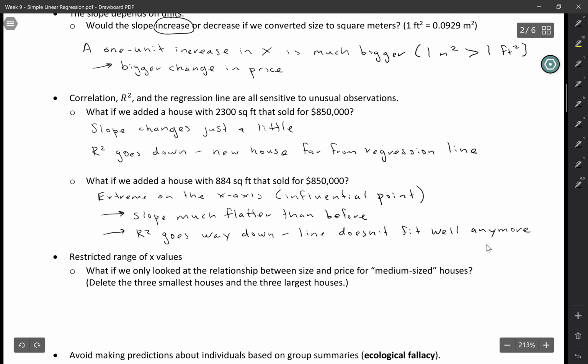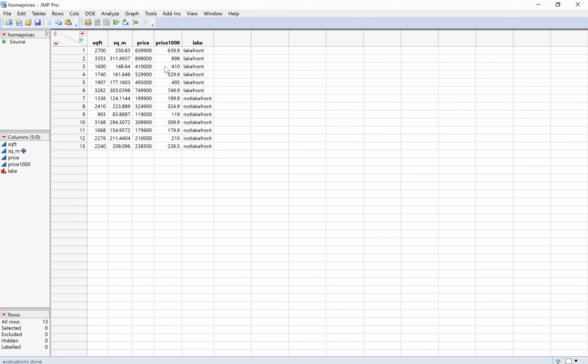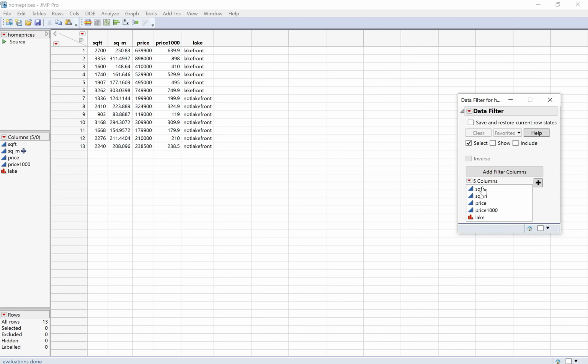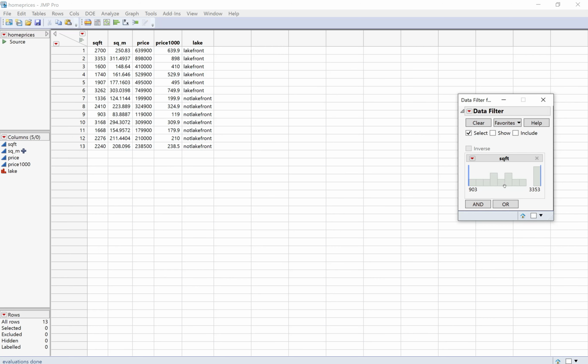What if we looked at a restricted range of x values? So in other words, what if we only looked at the relationship between size and price for medium-sized houses? We deleted the smallest and the largest houses. So I don't have these in order, so I think I'm just going to do a filter real quick. So I'm going to go to rows and data filter. And I want to filter by square foot, so I just double clicked on that.